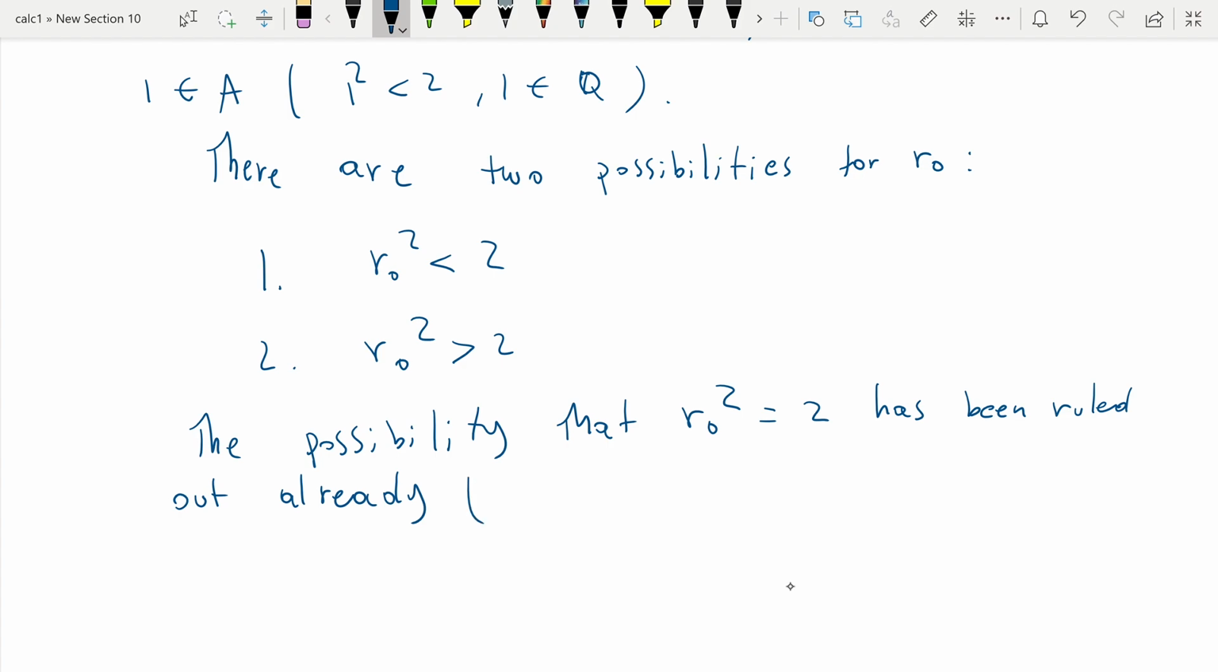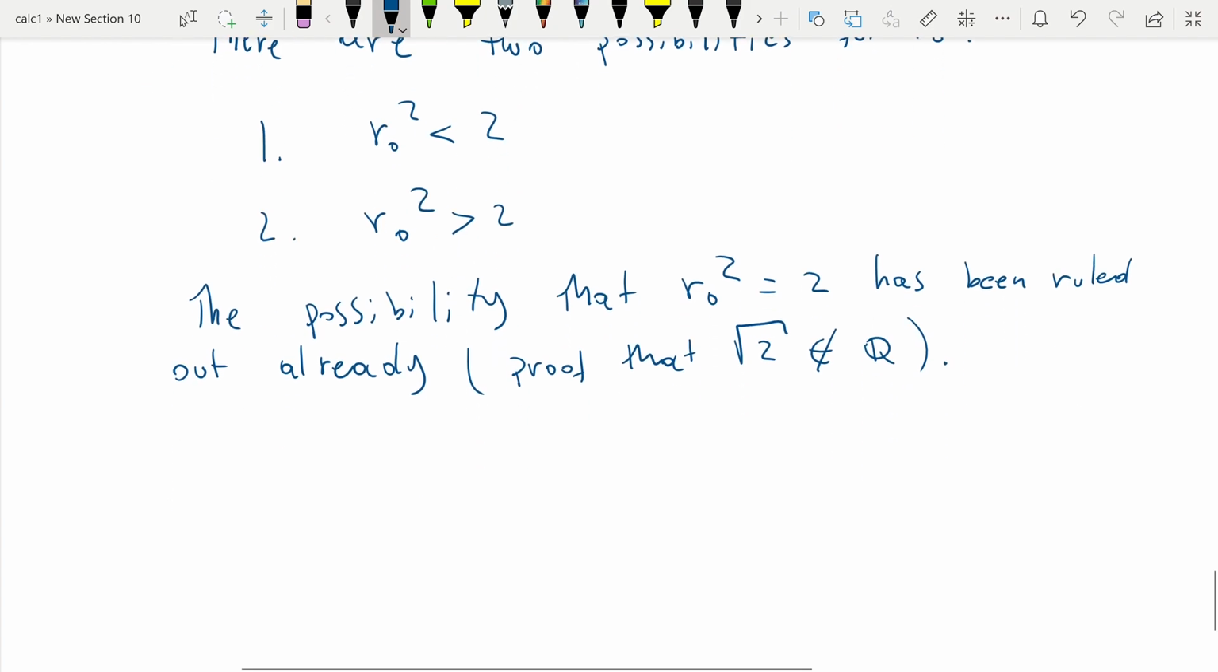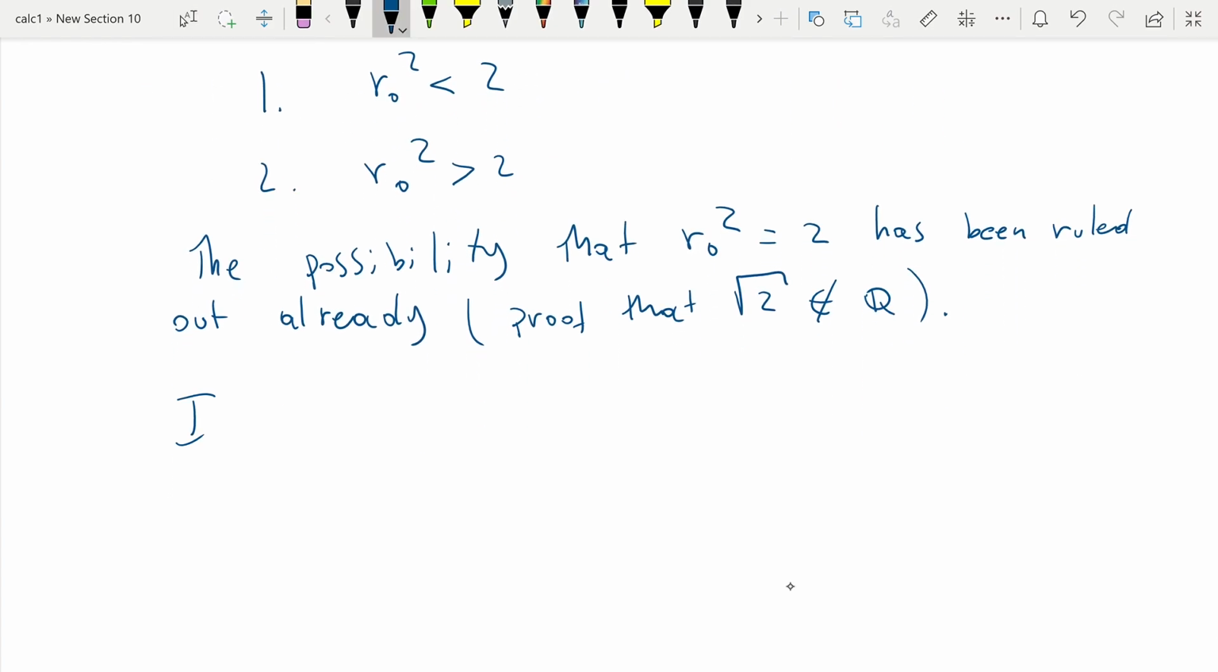This is just the proof that the square root of 2 does not belong to Q. So if there's anything like the square root of 2, it does not belong to the rational numbers. If there is any such number, then it's not a rational number. Okay, so we have two possibilities. Now let's explore each one.